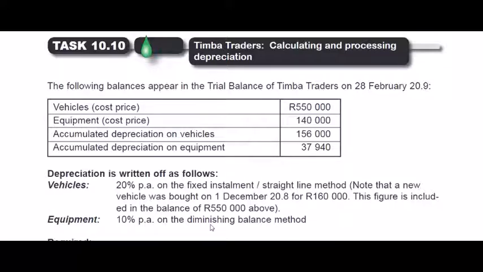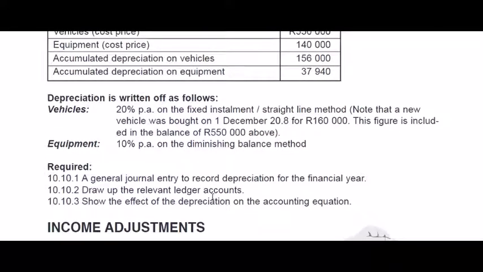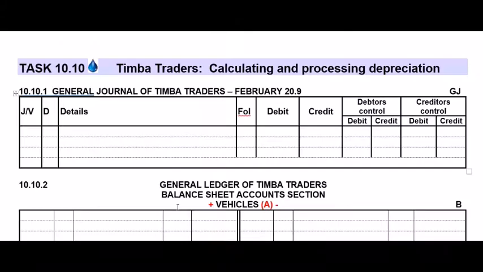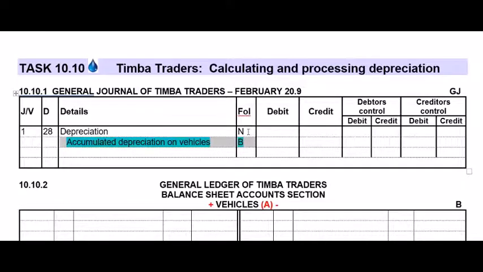Okay, so if we go and do the required part, which is just the same as 10.8 and 9, the recording and the posting, we will start in the general journal. Now you guys know by now that we only have one journal voucher for depreciation. It's at the end of February 2009. The account debited is an expense account called depreciation, which is in the nominal section. And then vehicles depreciation will go to the credit side of accumulated depreciation on vehicles, which is a contra asset. So it's still in the balance sheet section.